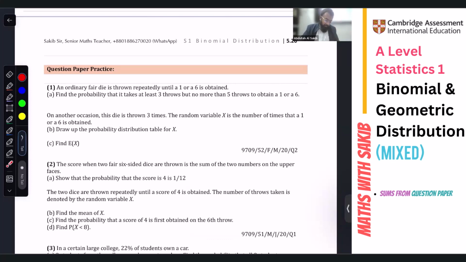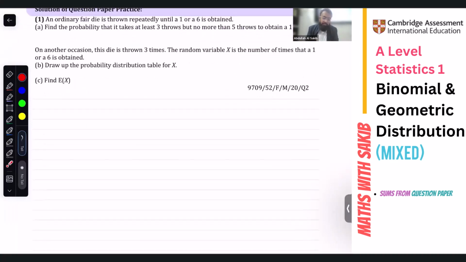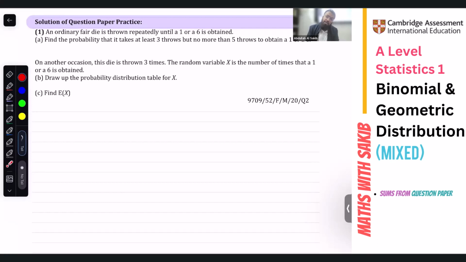Okay, let's do question number 1. An ordinary fair die is thrown repeatedly until a 1 or a 6 is obtained. What type of math is this? Until a 1 or 6 is obtained. So he's okay. Yes.